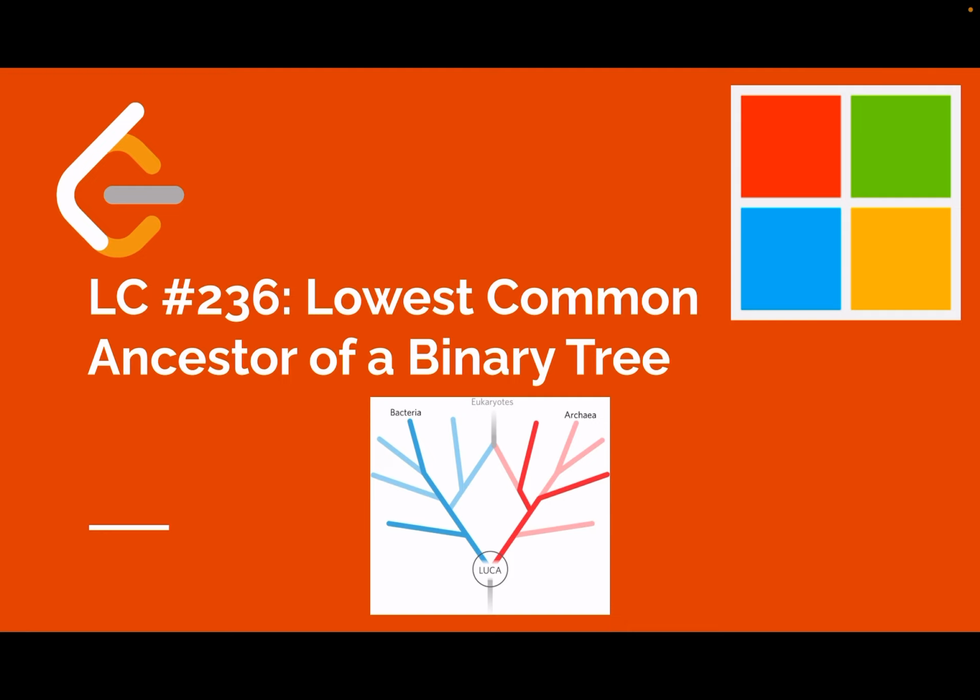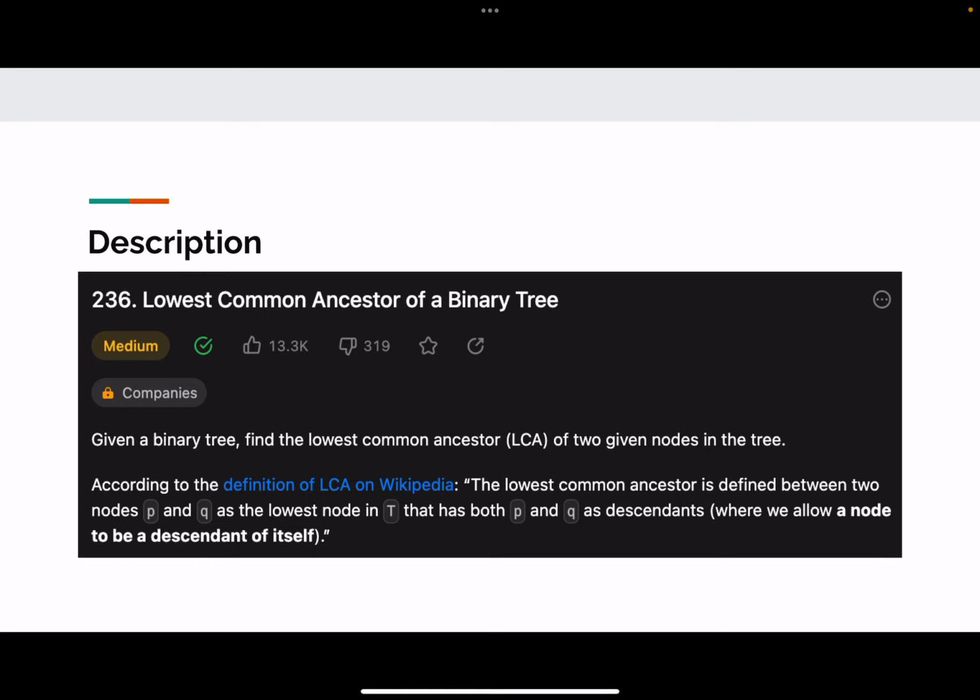Today we're going to be going over LeetCode number 236, lowest common ancestor of a binary tree. Given a binary tree, return the lowest common ancestor of the two nodes in the tree. According to the definition of an LCA on Wikipedia, the lowest common ancestor is defined between two nodes P and Q as the lowest node in T that has both P and Q as descendants, where we allow a node to be a descendant of itself.